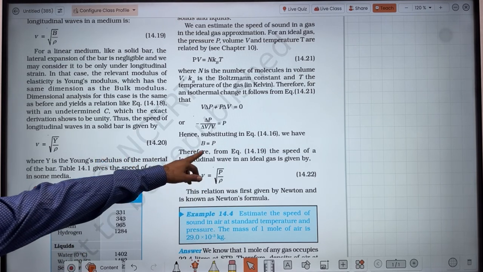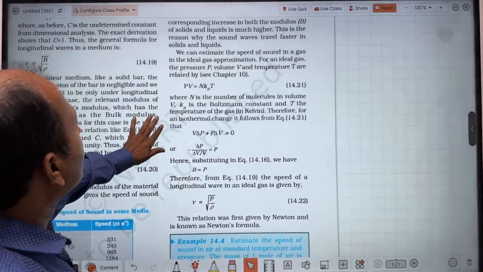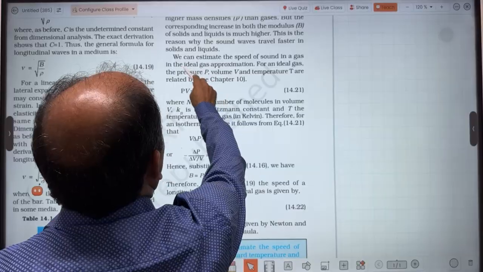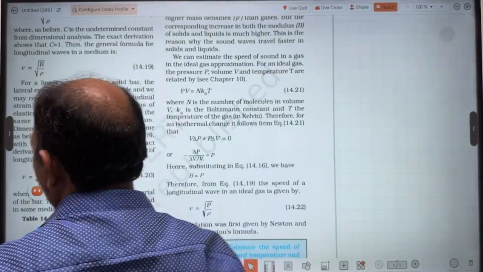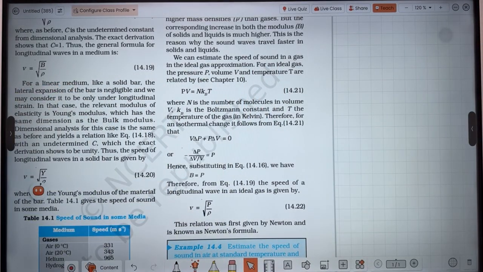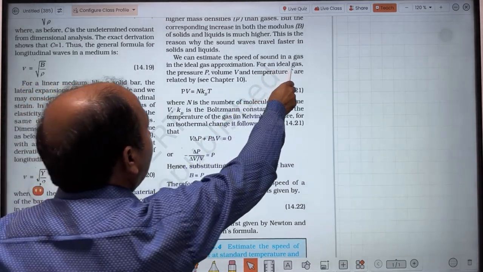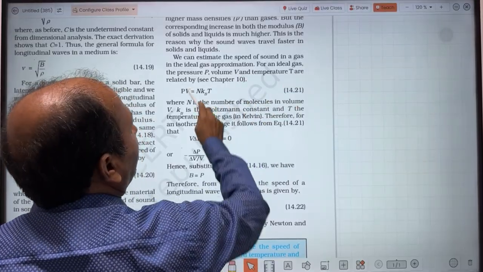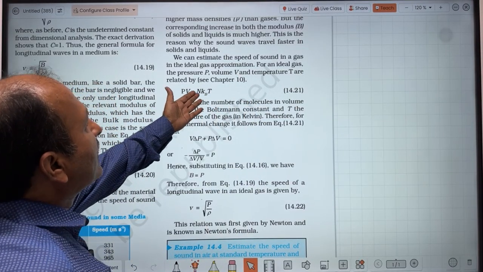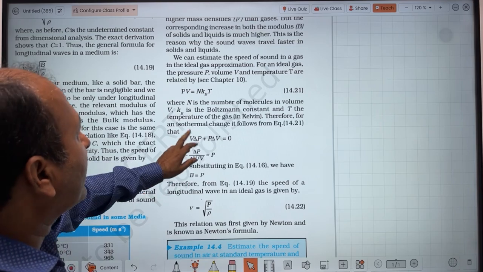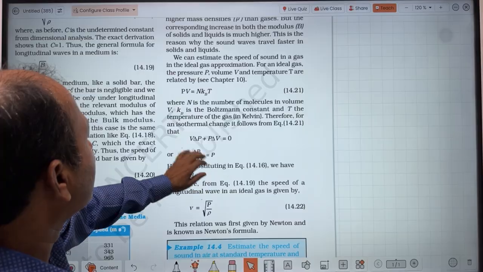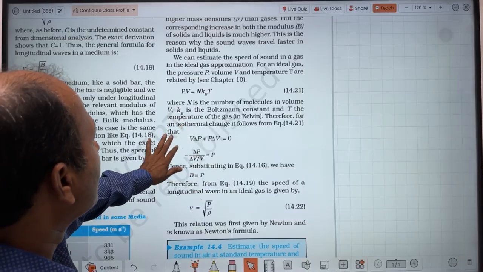Here if you wish to see why P equal to B, we can do it easily. We can estimate the speed of sound in a gas in the ideal approximation. For an ideal gas, the pressure P, volume V and temperature T are related by PV equal to N kBT or PV equal to RT. Here N is Avogadro's number, kB is Boltzmann constant and T is temperature of the gas.